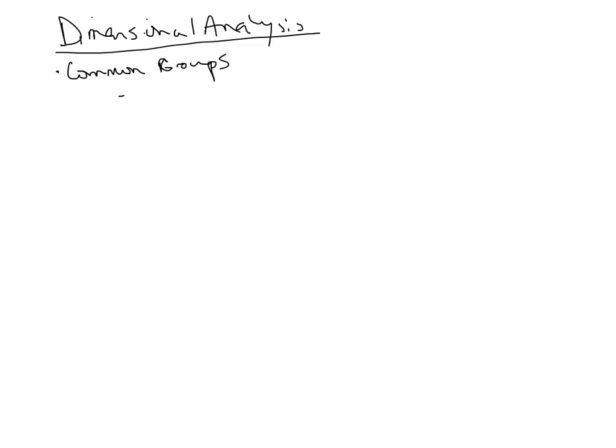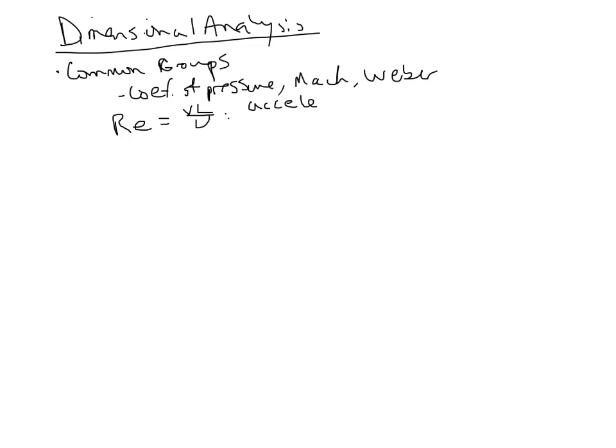We had the coefficient of pressure, the Mach number, the Weber number. The two that I want to sort of reinforce here is the Reynolds number, which is a velocity scale times a length scale divided by the kinematic viscosity, which represents the ratio of the importance of accelerations or inertia to viscous forces. If the Reynolds number is very large, then viscous forces are unimportant.